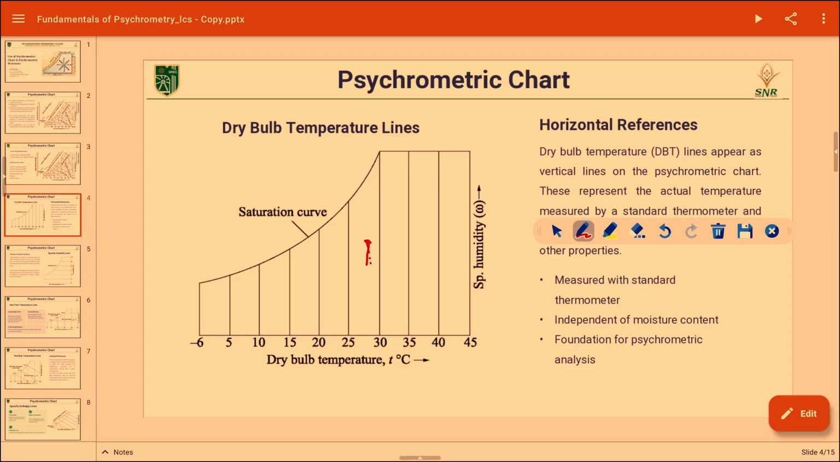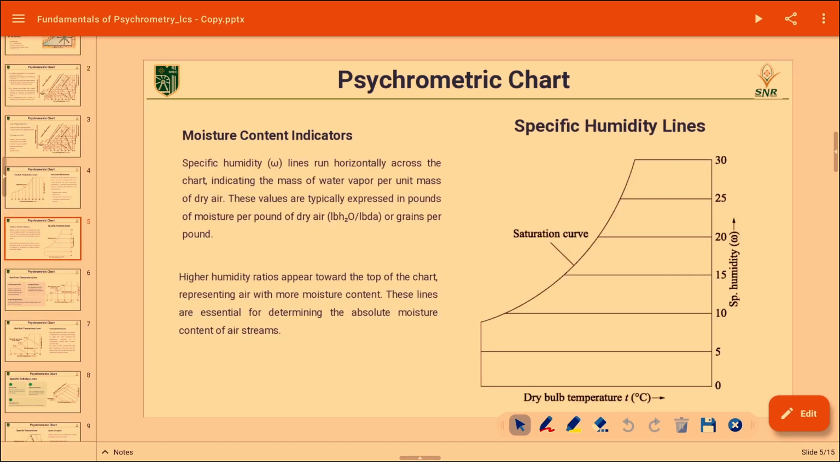Draw a vertical line, and this is around 27 or 28 degrees Celsius. If the state point is here, the dry bulb temperature is 35. So, it is merely drawing a vertical line and taking the value from the x axis. This is the dry bulb temperature, which, as we discussed in the previous class, is measured using an ordinary thermometer with the bulb dry, without any moisture.